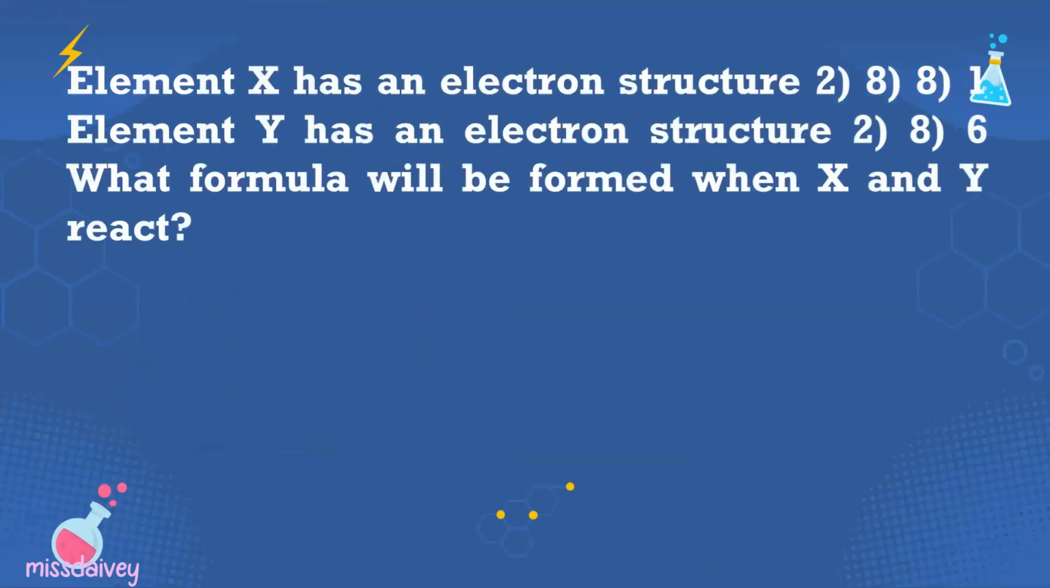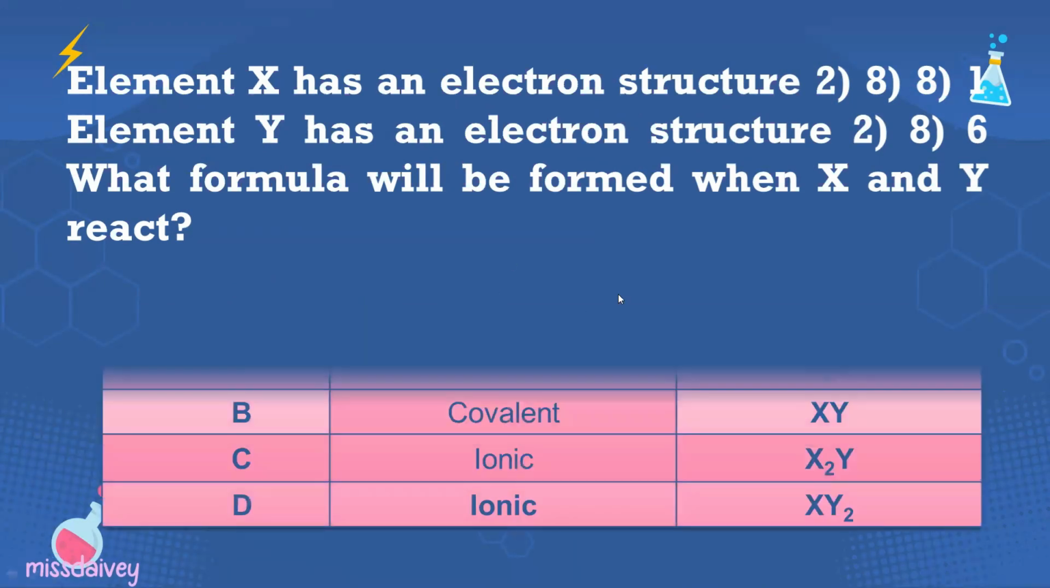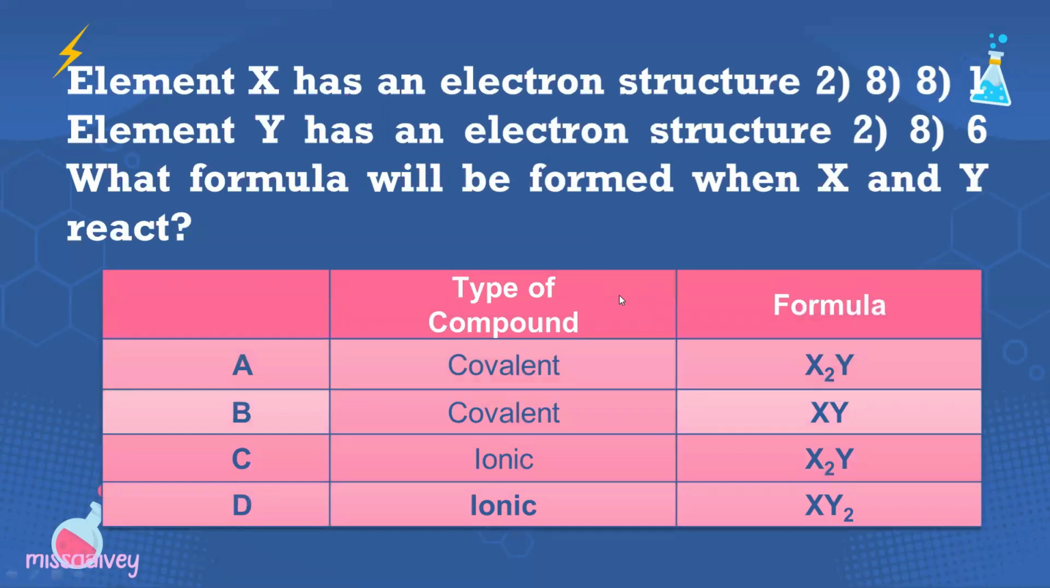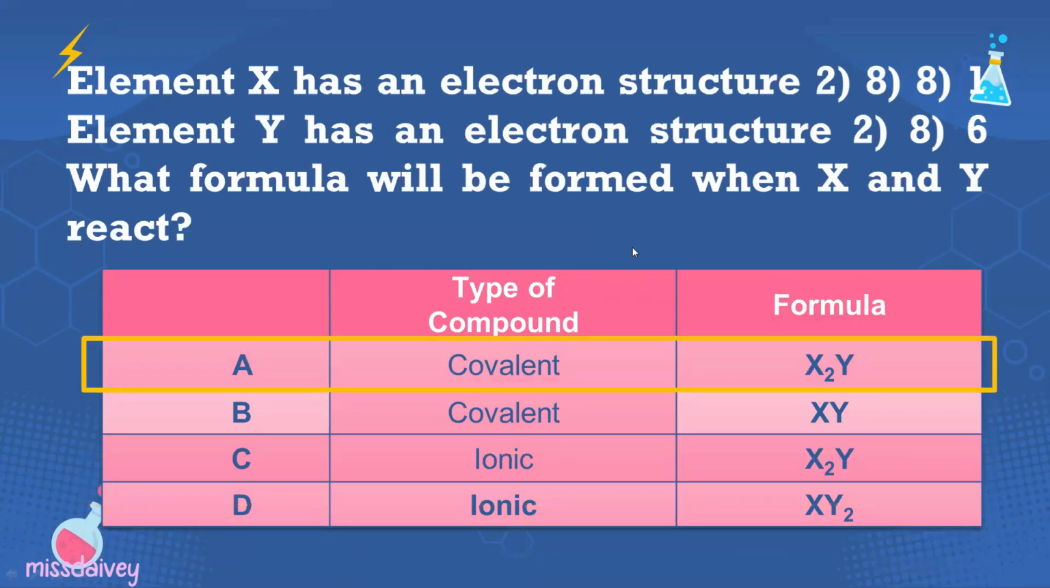Element X has an electron structure of 2, 8, 8, 1. Element Y has an electron structure of 2, 8, 6. What formula will be formed when X and Y react? Is it A. Covalent compound, and the formula is X2Y, B. Covalent compound, XY, C. Ionic compound, X2Y, or D. Ionic compound, XY2? The correct answer is letter A, covalent compound X2Y.